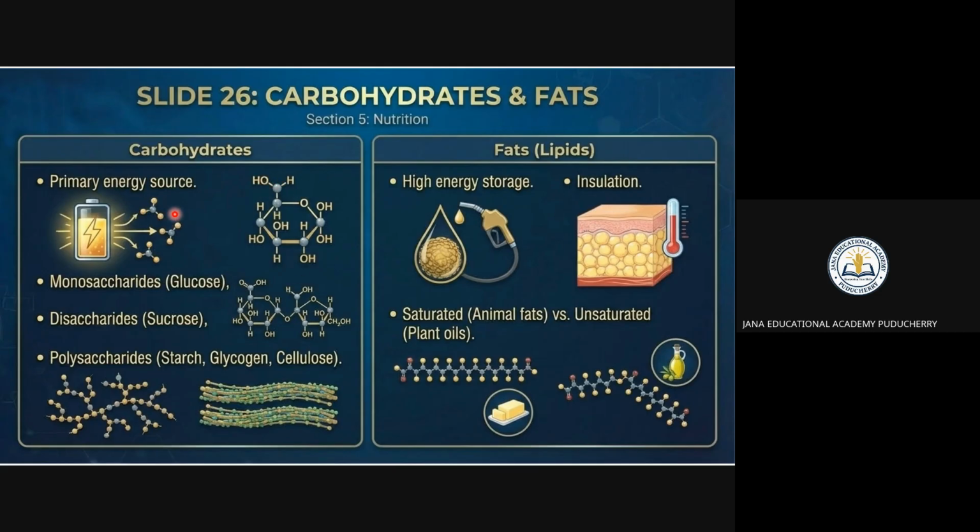Right? So the primary energy source is from the water. We can see that monosaccharides, another name for glucose, maybe they ask that monosaccharides is nothing but glucose, disaccharides is nothing but sucrose, and polysaccharides is nothing but starch, glycogen, and cellulose. So these are combinedly called carbohydrates. You can say that fats, right? Fats is nothing but the lipids.